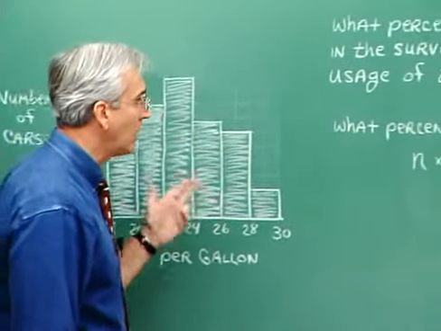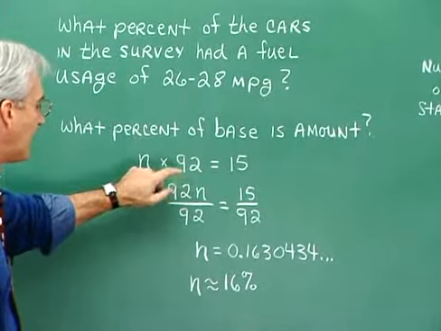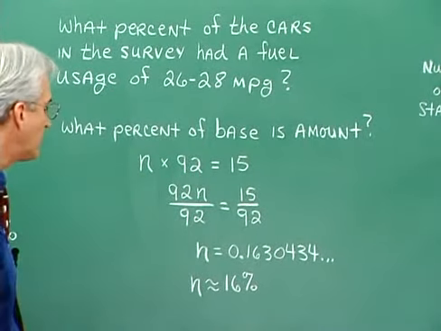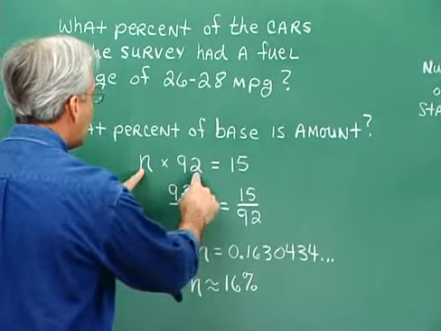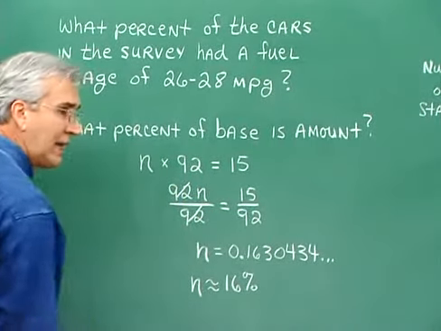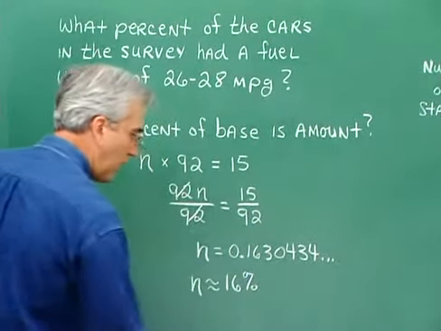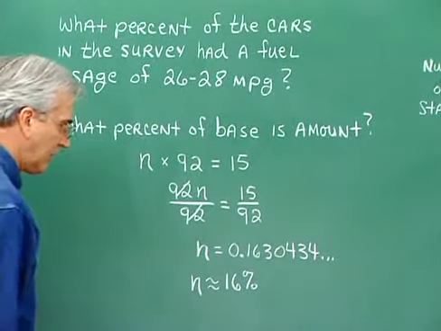So we go back over here and put in the 15, and now we want to solve the equation, and we do that by dividing on both sides by the 92. Notice that I've expressed n times 92 as 92n. We divide on both sides by 92 to get this cancellation, and on the right, 15 divided by 92 gives us a very long decimal. Let's just round this to the nearest whole percent.